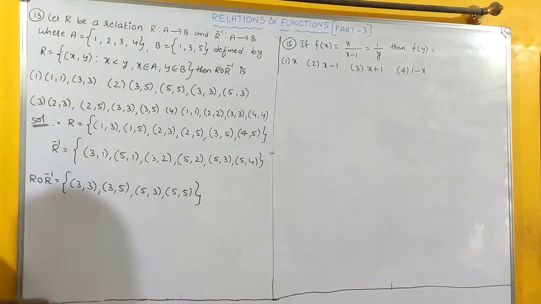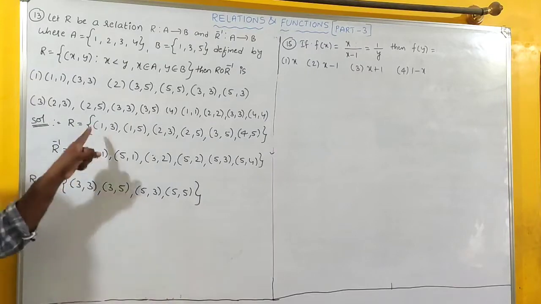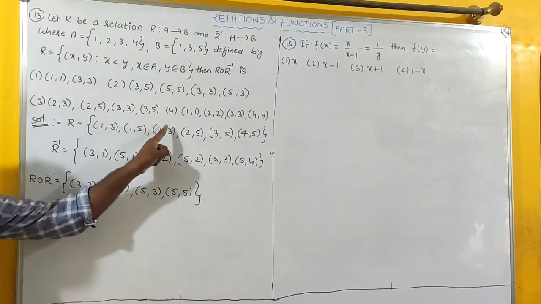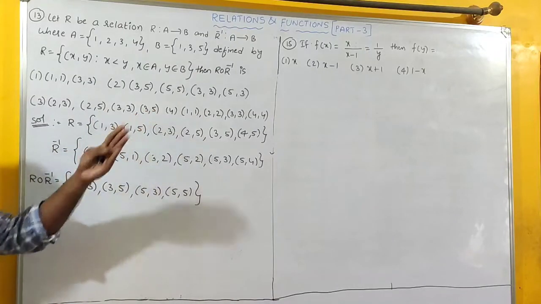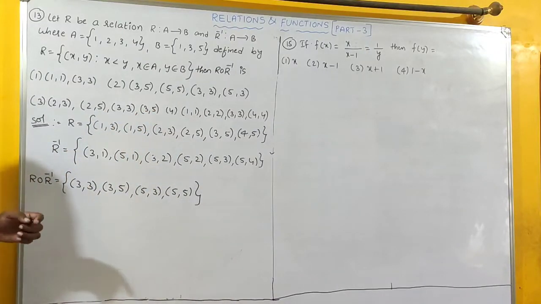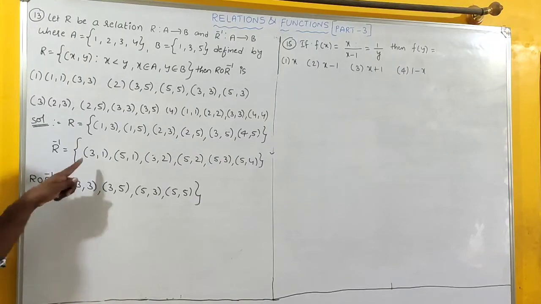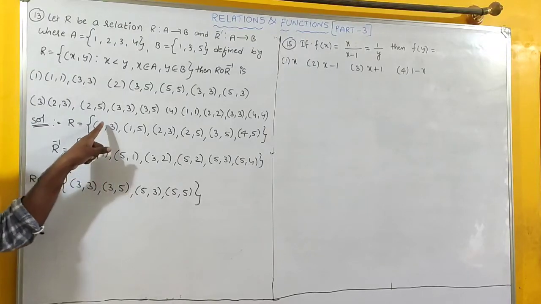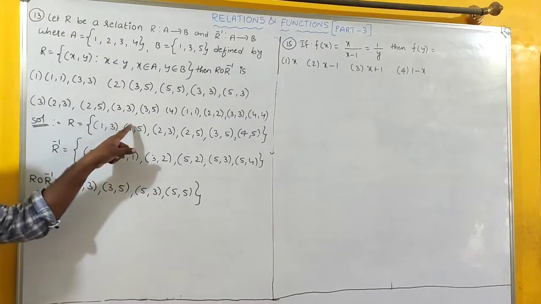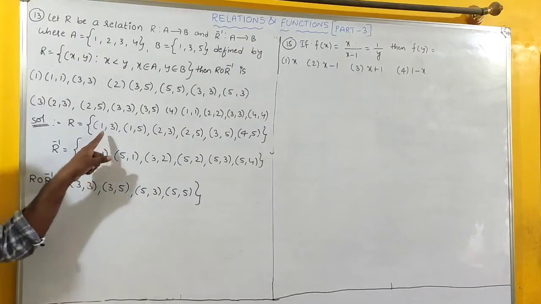See, listen, this is R: x less than y, like that. R inverse means we need to take the reciprocal. But we require the composition of these two, R circle R inverse. If you take 3, 3 is related to 1. But again, 1 is related to 3 and 1 is related to 5. Therefore the resultant pairs are 3, 3 and 3, 5.